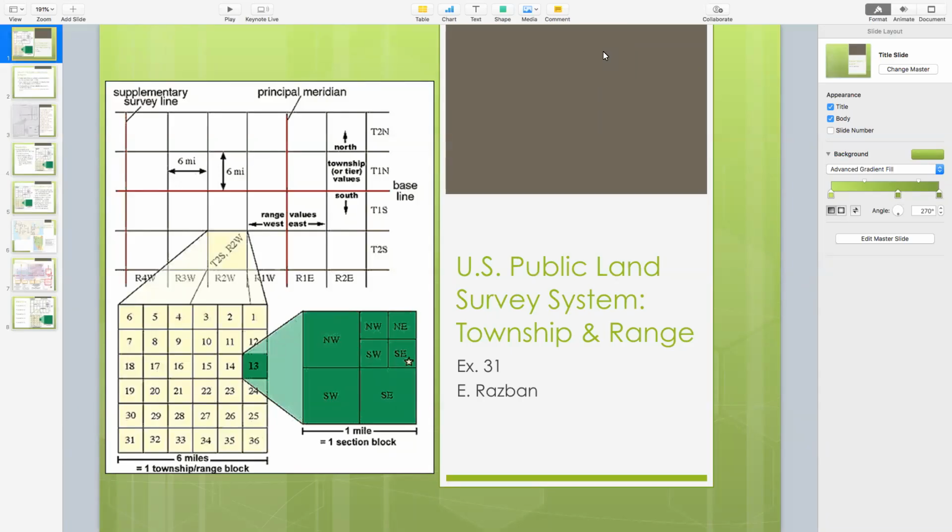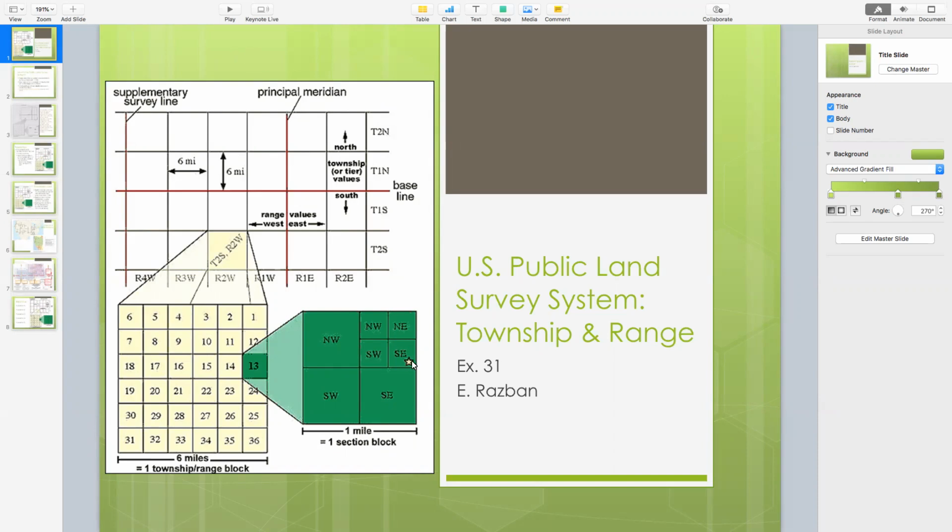Hello, welcome to our lecture on exercise 31, U.S. Public Land Survey System. So this lecture corresponds in your lab book to pages 211 to 214. The reading is not very long, but it is very helpful. There are actually very helpful diagrams in your reading to help understand how the township and range system works.